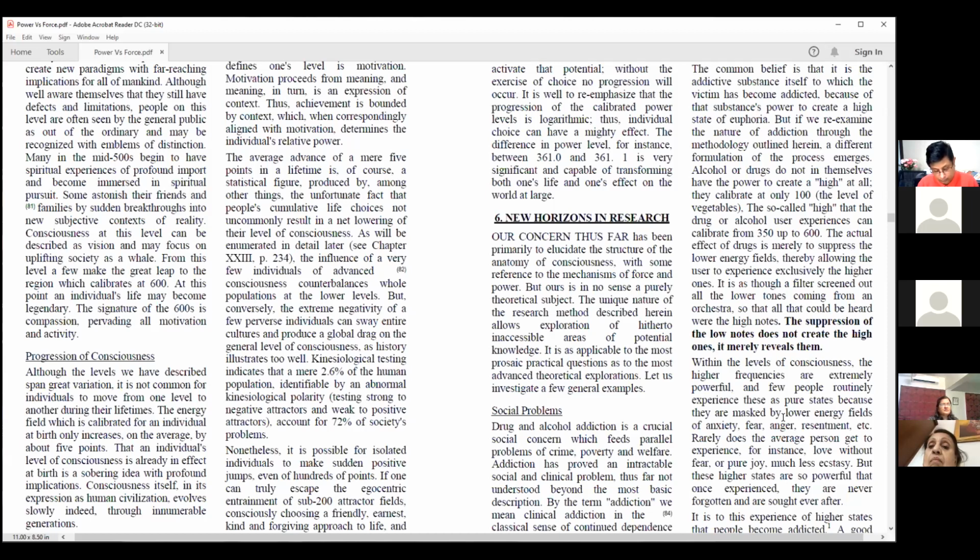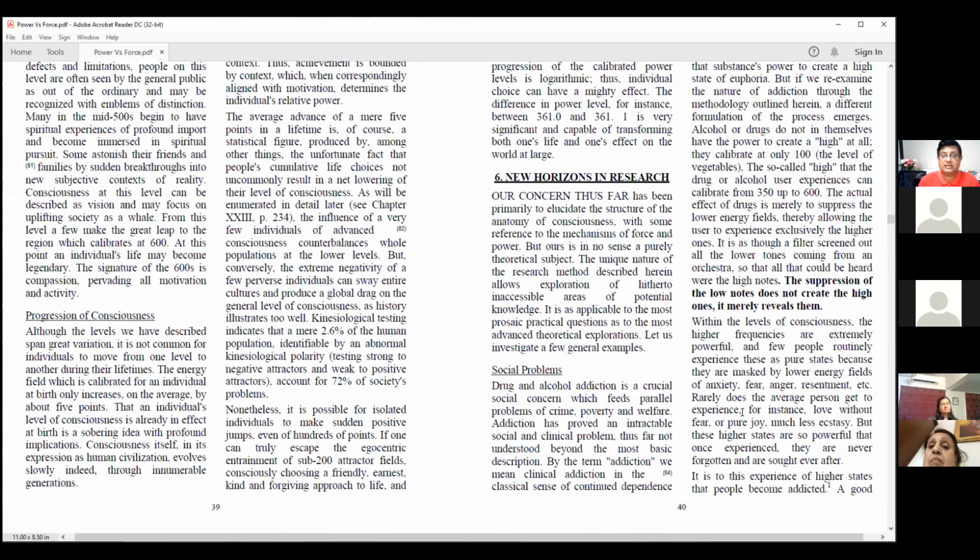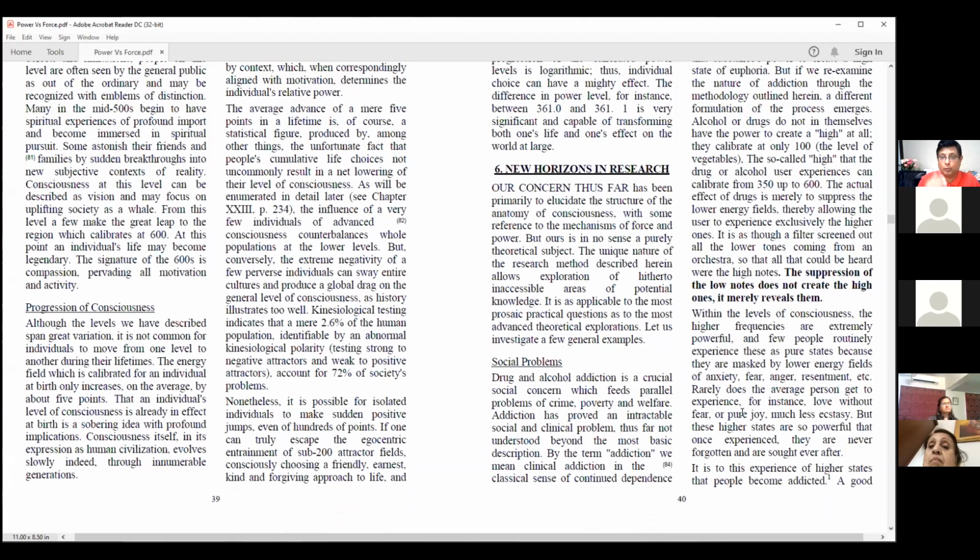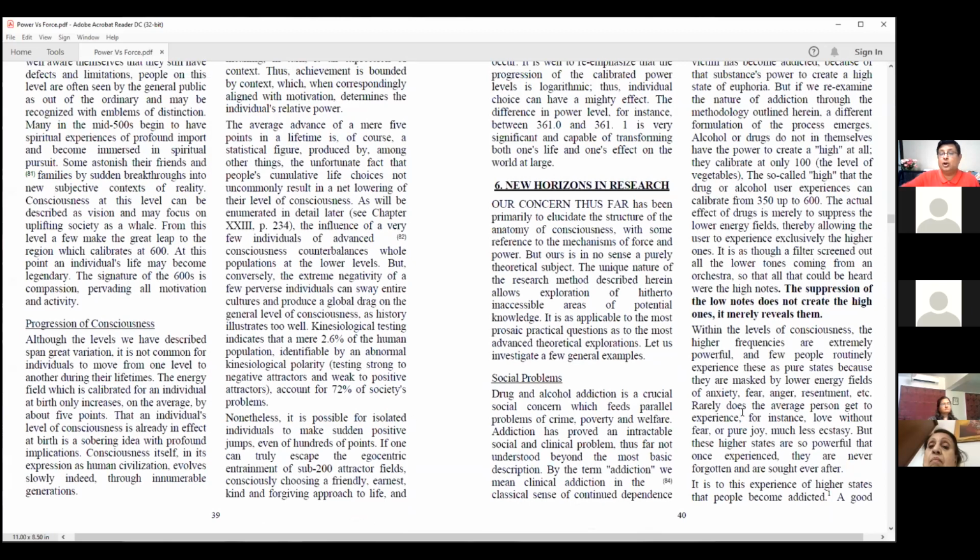The actual effect of drugs is merely to suppress the lower energy fields, thereby allowing the user to experience exclusively the higher ones. It is as though a filter screened out all the lower tones coming from an orchestra, so that all that could be heard were the high notes. The suppression of the low notes does not create the high ones. It merely reveals them.